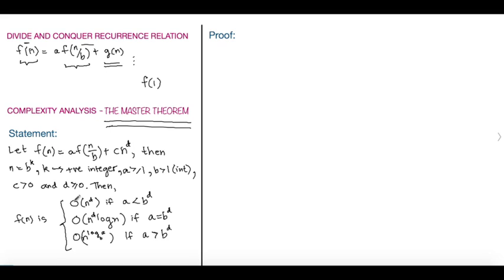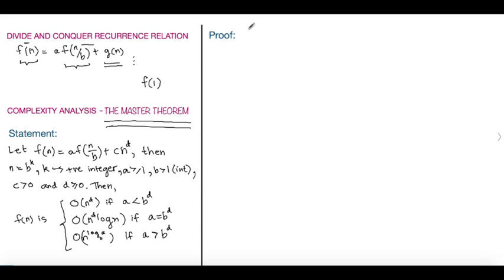If that is the case, then if a is less than b to the d, then f of n is of the order of n to the d. If a is equal to b to the d, then f of n is of the order of n to the d log n, and if a is greater than b to the d, then f of n is of the order of n to the power of log base b of a. Our job for this video is to prove this Master Theorem and see whether we can make any examples of it.